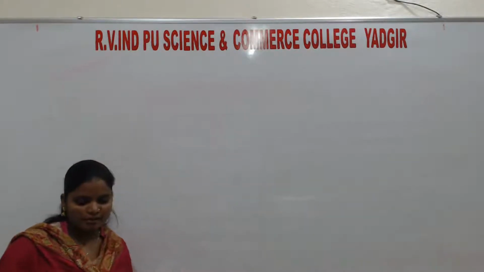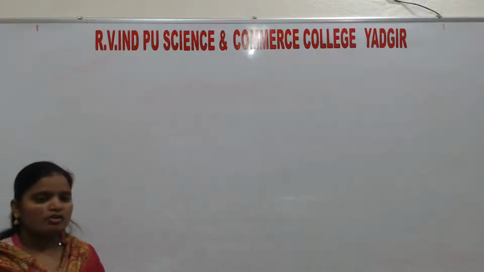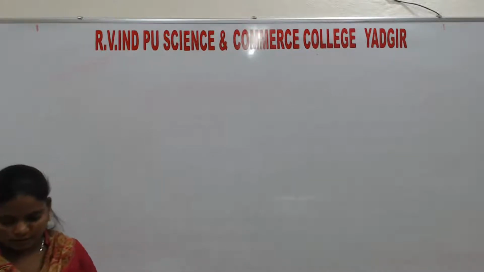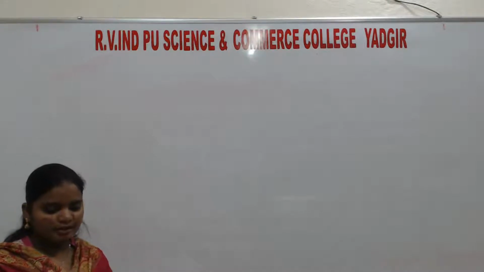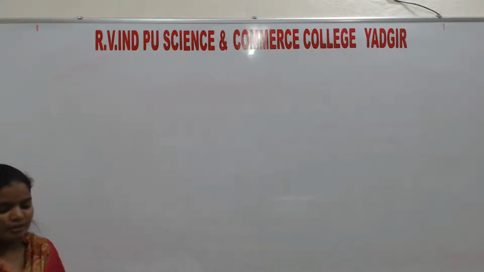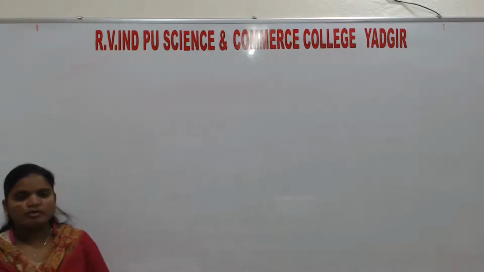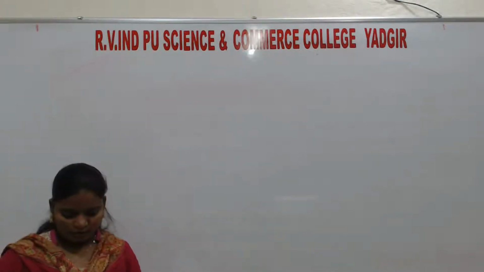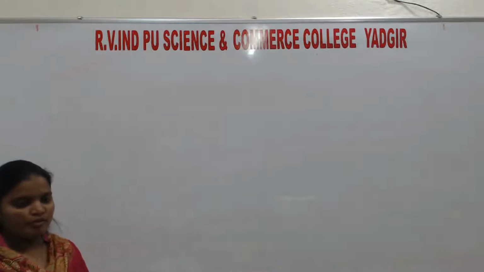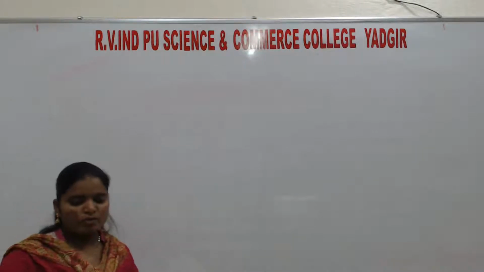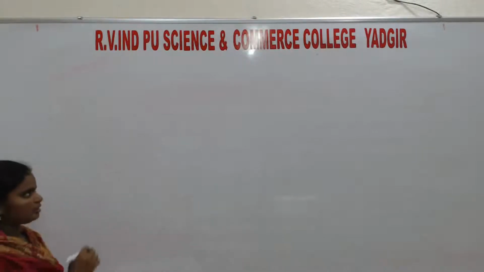In the last class, we discussed salt hydrolysis. For salt hydrolysis, the salts can be divided into four types. First is the salts of strong acids and strong bases.